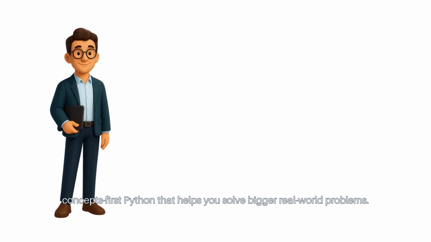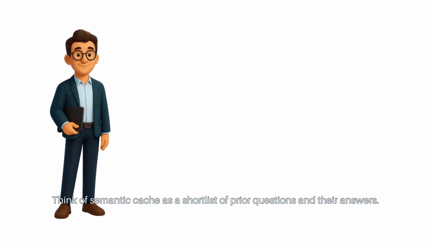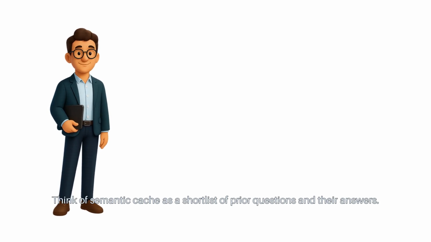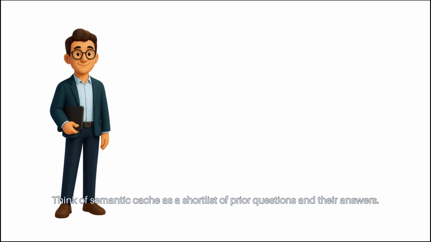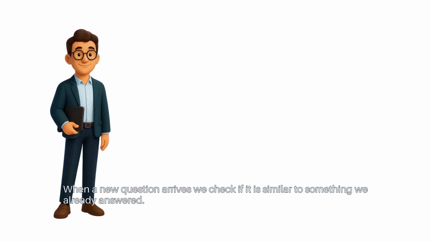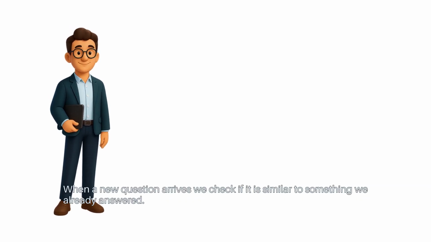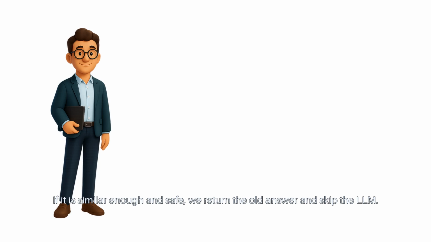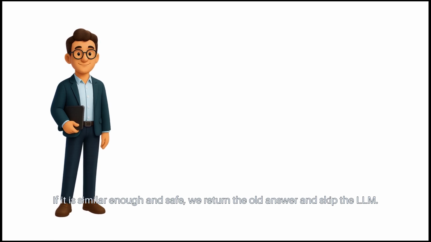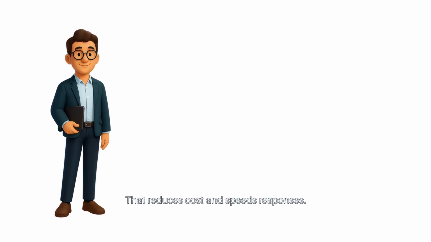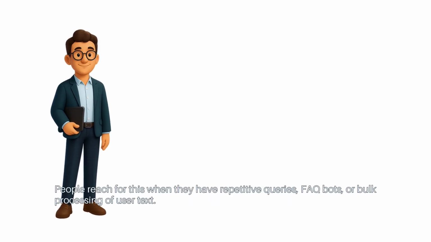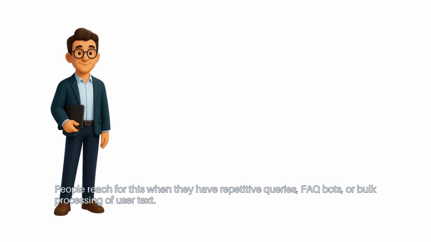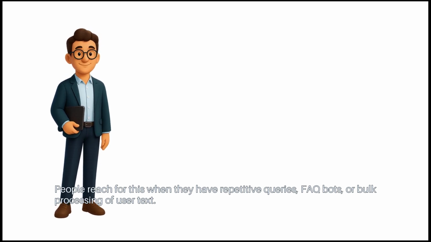Think of semantic cache as a short list of prior questions and their answers. When a new question arrives, we check if it is similar to something we already answered. If it is similar enough and safe, we return the old answer and skip the LLM. That reduces cost and speeds responses. People reach for this when they have repetitive queries, FAQ bots, or bulk processing of user text.